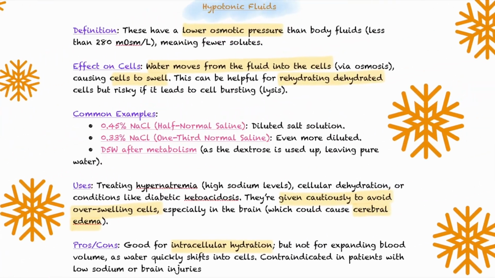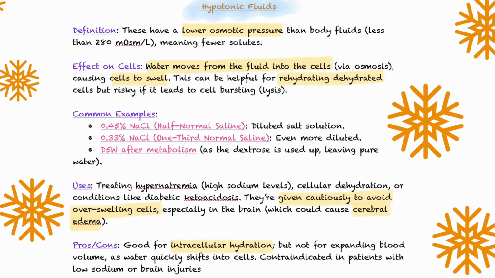Hypotonic. So, hypotonic fluids have lower concentration than blood, so water rushes into cells, making them swell. Examples would be 0.45% NaCl, half normal saline, for cellular hydration, 0.33% NaCl, even more diluted, and plain D5W after metabolism. The use of this fluid would be hypernatremia or diabetic ketoacidosis, where cells need intracellular water.